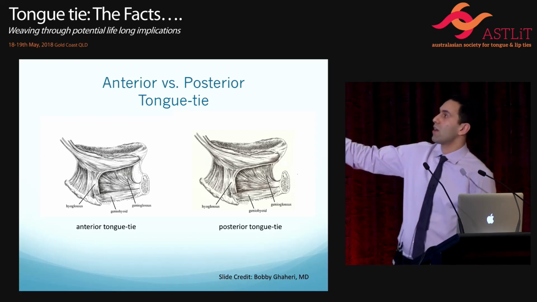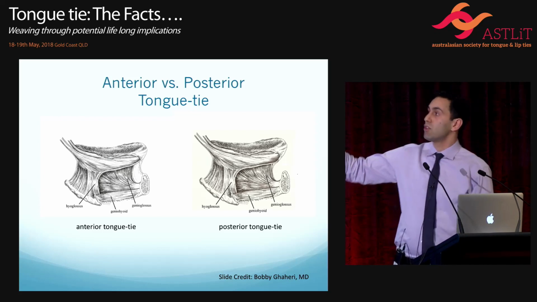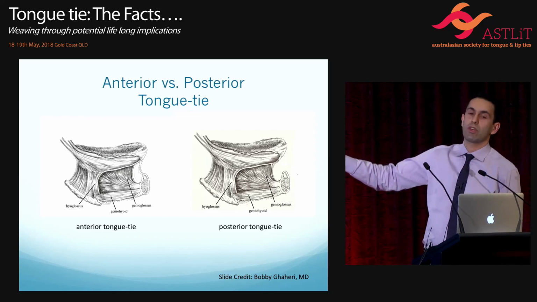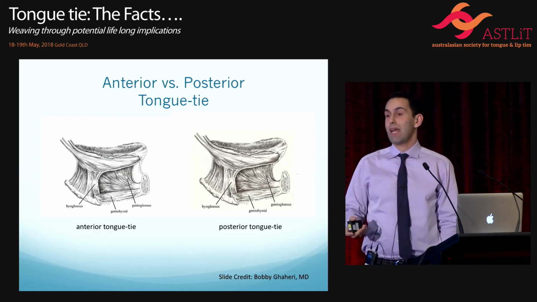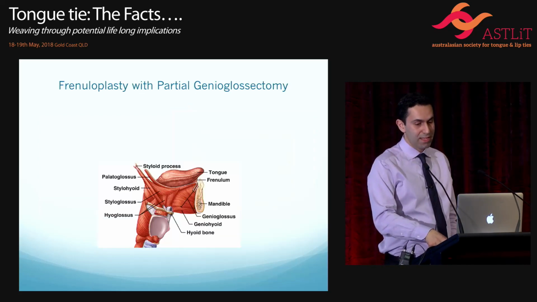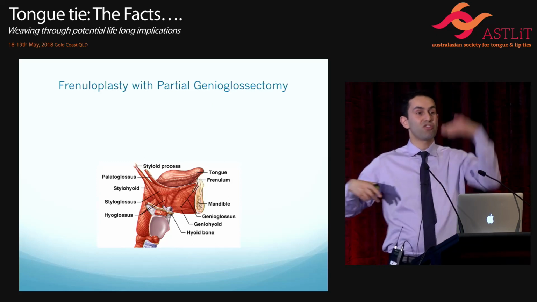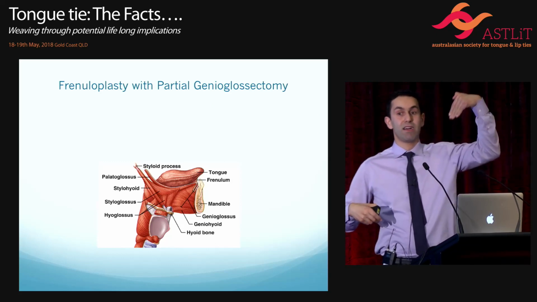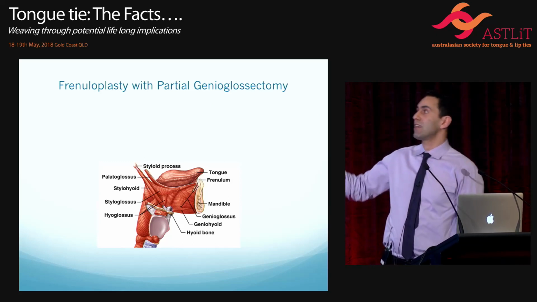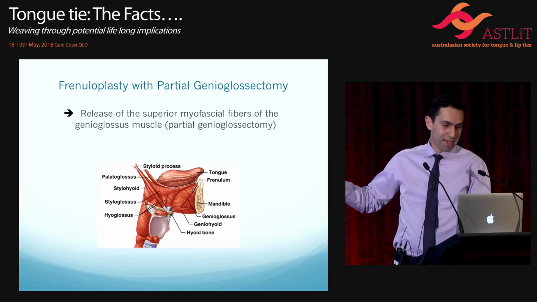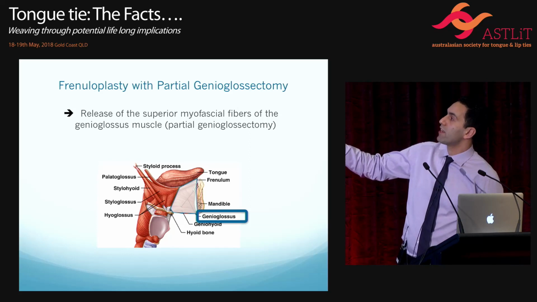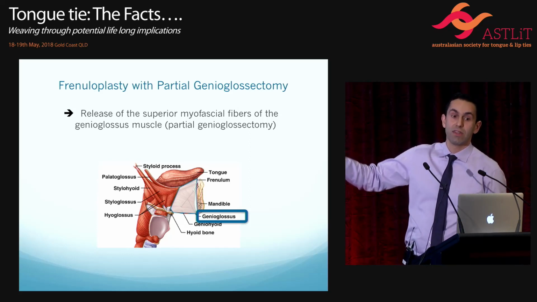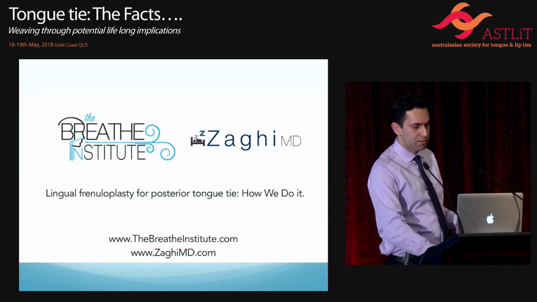In our experience, when we talk about posterior tongue tie, you could use this vocabulary, but the vocabulary we're using is whether they're able to lift up the front of the tongue or not able to lift up the back of the tongue. And for those cases in which they're having trouble with the back of the tongue, we do find that it's necessary to sometimes make an incision in the superior myofascial fibers of the genioglossus muscle, and I will demonstrate that to you in this case.